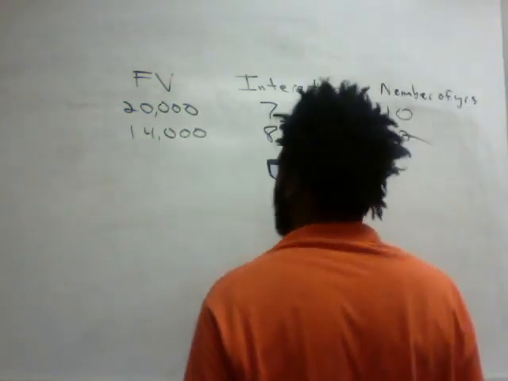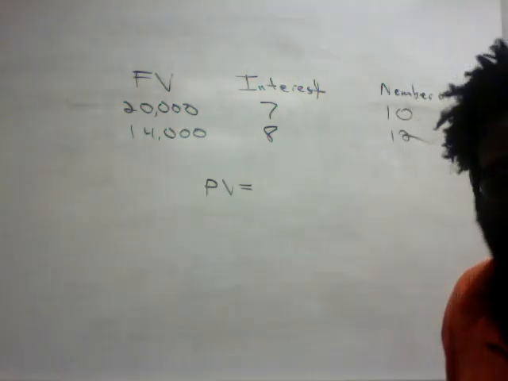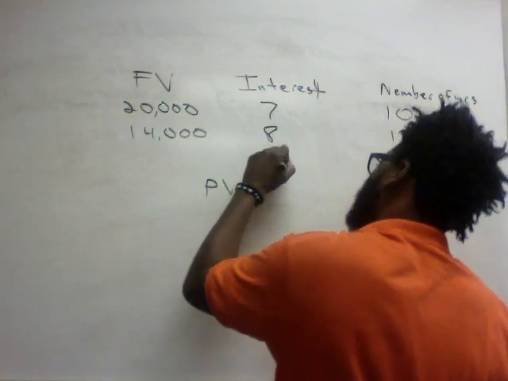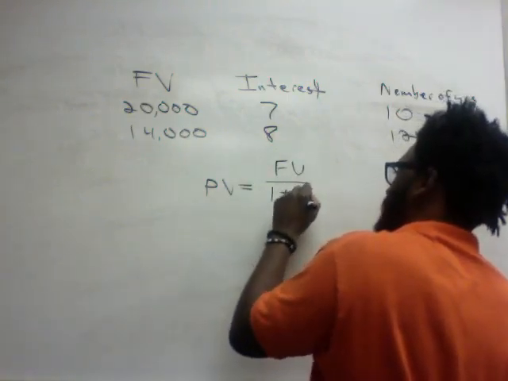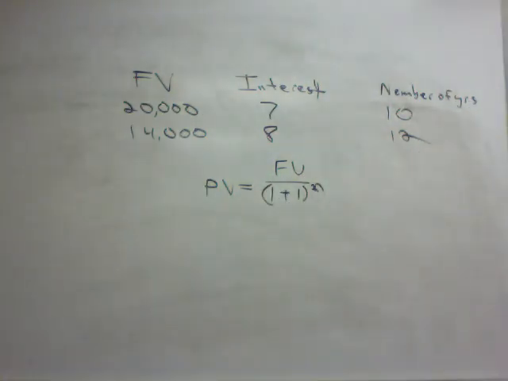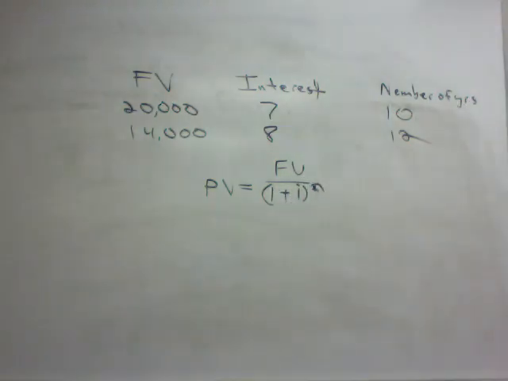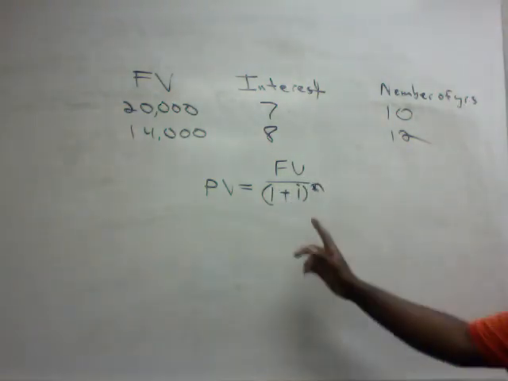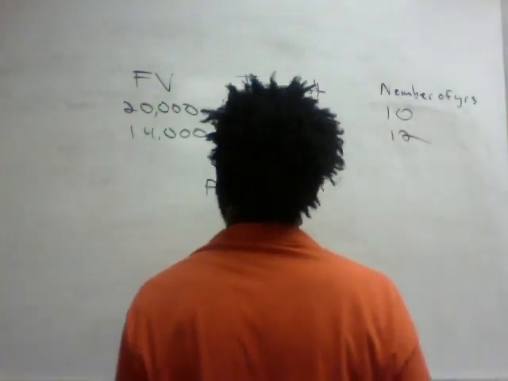So, the formula. Let's go with the formula. If we use some algebra, we could easily find out what the present value is, right? Because we know how to calculate the future value. So the present value would simply be the future value divided by 1 plus the interest rate to the nth power. And again, we already know what those variables mean at this point. So we could go ahead and apply this formula to calculate our present value.